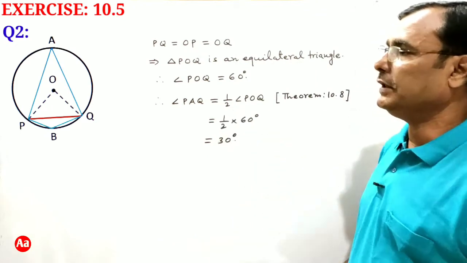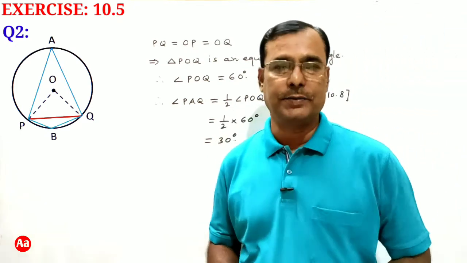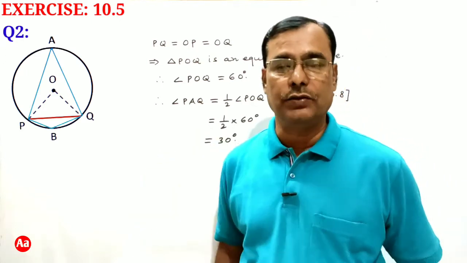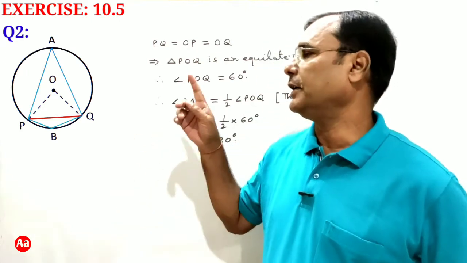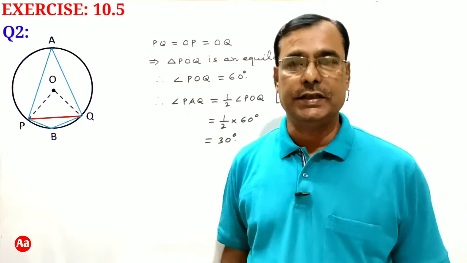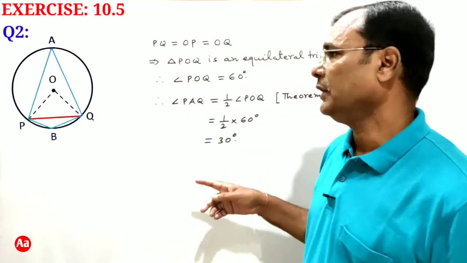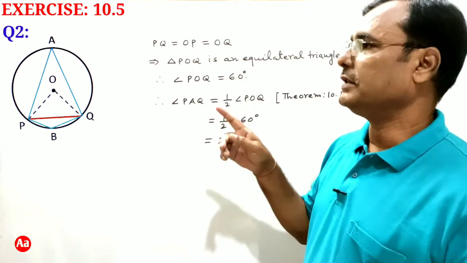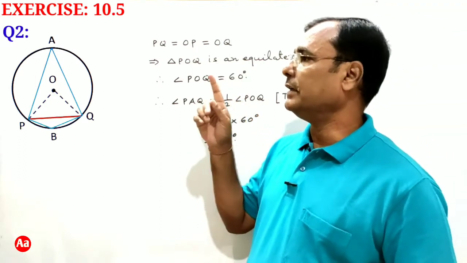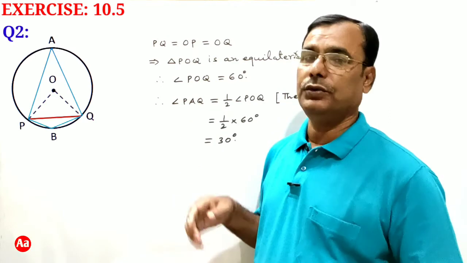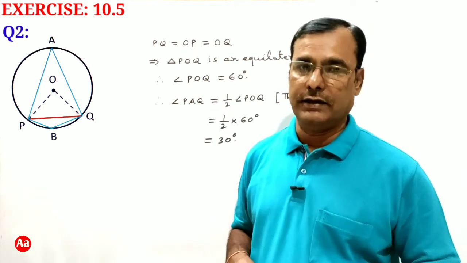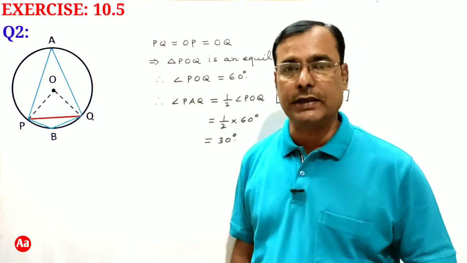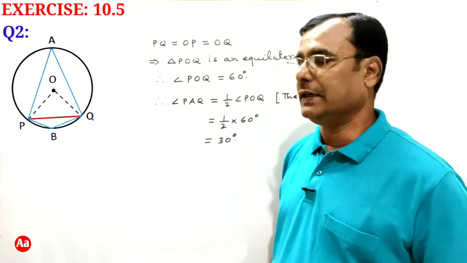So angle PAQ is the angle subtended by the chord PQ, whose length is equal to the radius of the circle, at point A in the major arc. Now we have to find angle PBQ. See, quadrilateral APBQ is a cyclic quadrilateral, and the sum of opposite angles of a cyclic quadrilateral is 180 degrees.